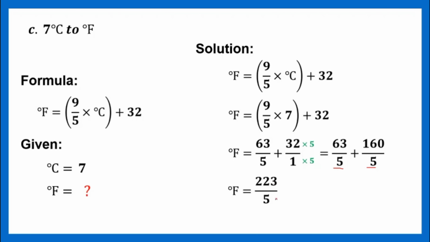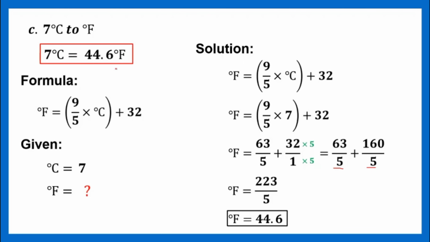So, yung 5 kinopya lang natin. Tapos, divide natin yung 223 dun sa 5. And the answer is 44.6. So, ibig sabihin, ang 7 degrees Celsius pala ay equal to 44.6 degrees Fahrenheit. And that is now the final answer.